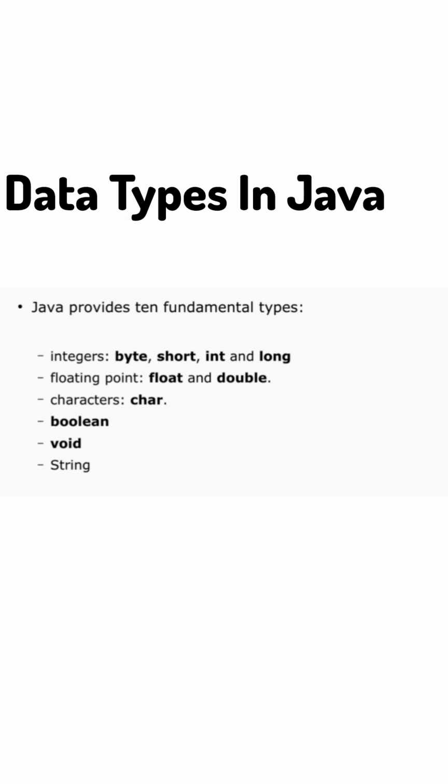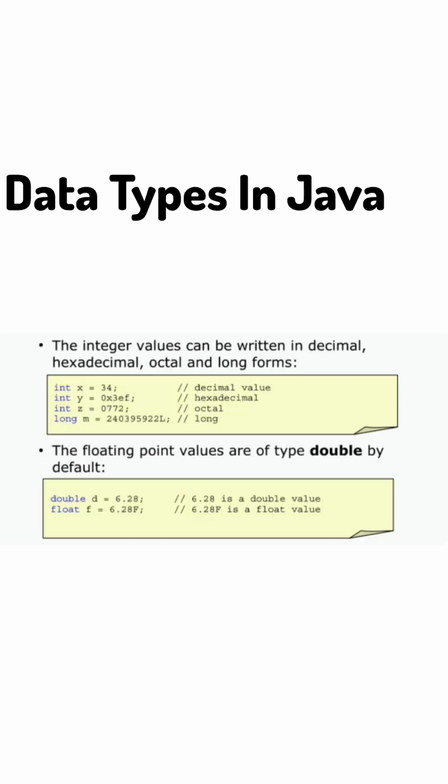A program can be of anything: to store numbers, to add two numbers. So we require some variables, and variables have data types which specify what kind of variable it is. Data types specify the values that can be stored in the variable. There are two types of data types in Java: primitive data types and non-primitive data types. The primitive data types include boolean, char.